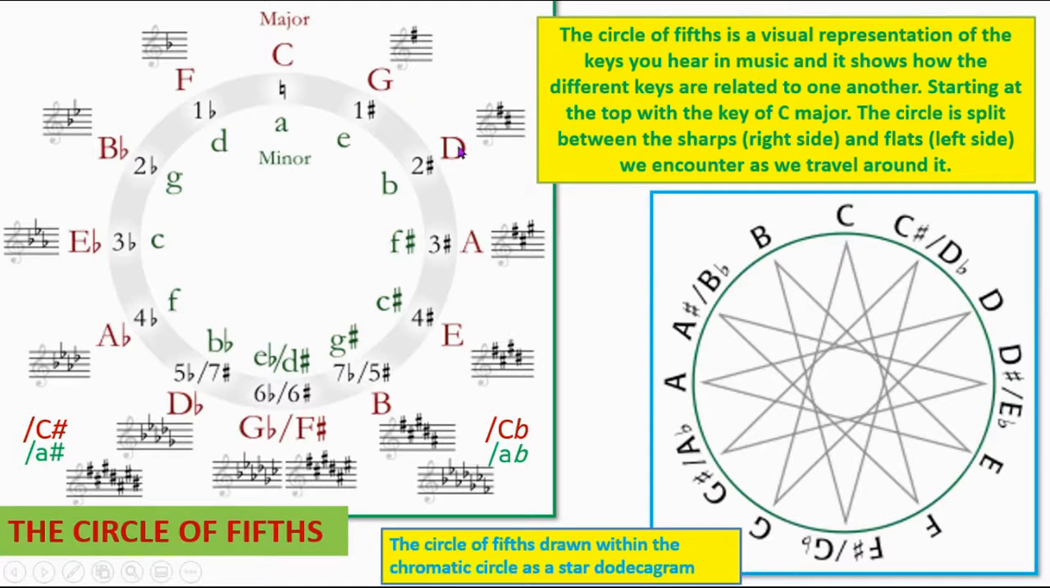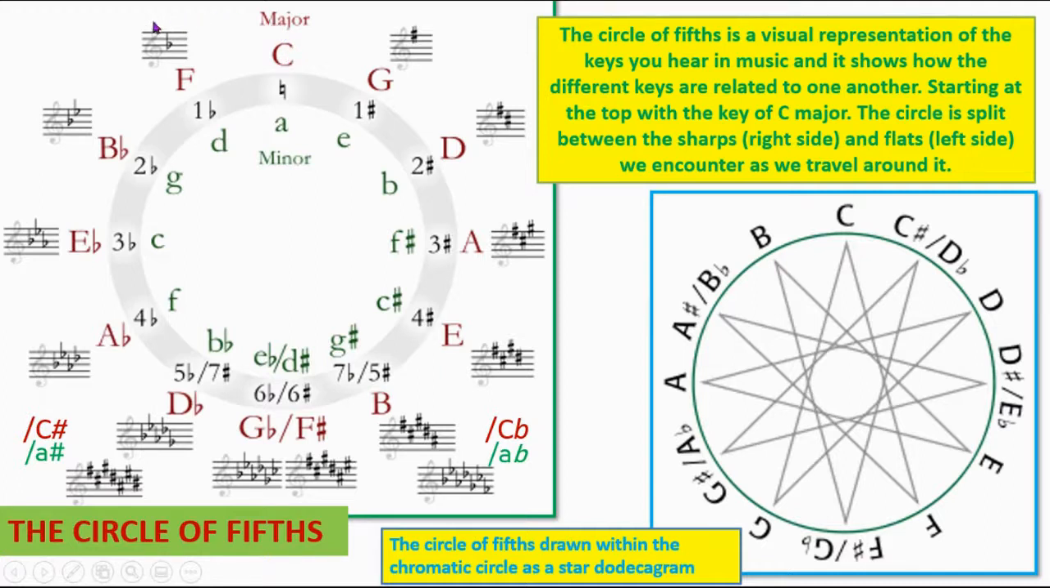D major, we have two. A major, we have three. E major, we have four. B major, we have five. F sharp major, we have six. And C sharp major, we have seven. Now, as we go on with the perfect fifth, after a while, we are getting back to the C.